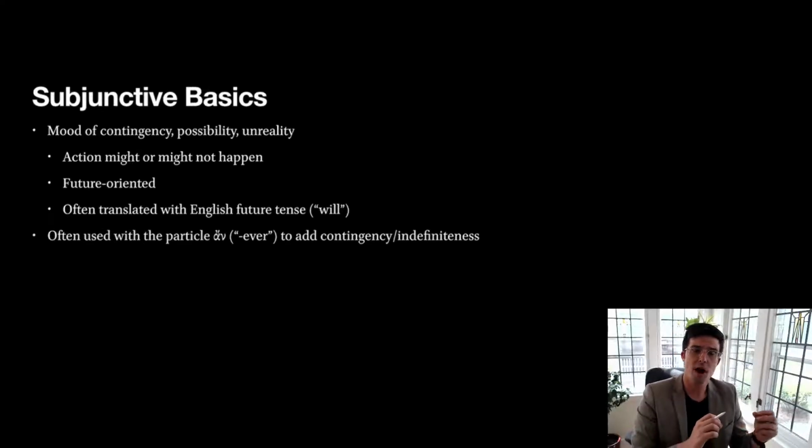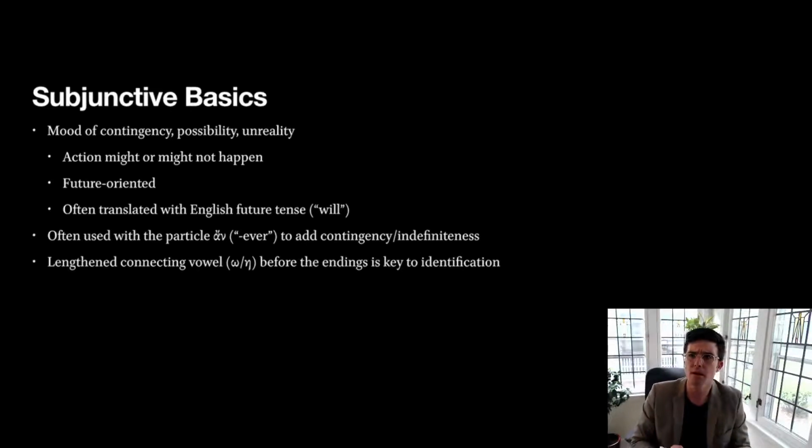We'll also often see that because the subjunctive is the so-called mood of contingency, it is used with a particular particle, namely the particle an, alpha nu, which generally translates to the English ever that's added to the end of a relative pronoun. So whichever, whoever, whatever. And this word will be stuck into a subjunctive clause to add that sense of indefiniteness or contingency.